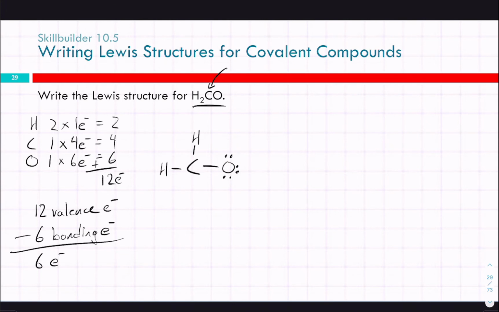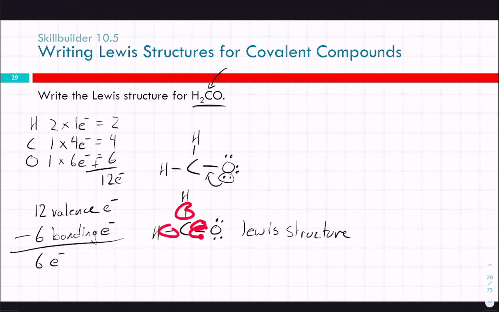But if we count octets, carbon only has 2, 4, 6. Oxygen has 2, 4, 6, 8. So we just take one lone pair from oxygen and form a double bond. And that would be the Lewis structure. So hydrogen only needs a duet, so each of these only has 2 electrons. 2, 4, 6, 8 on carbon, and then 2, 4, 6, and 8 on oxygen.